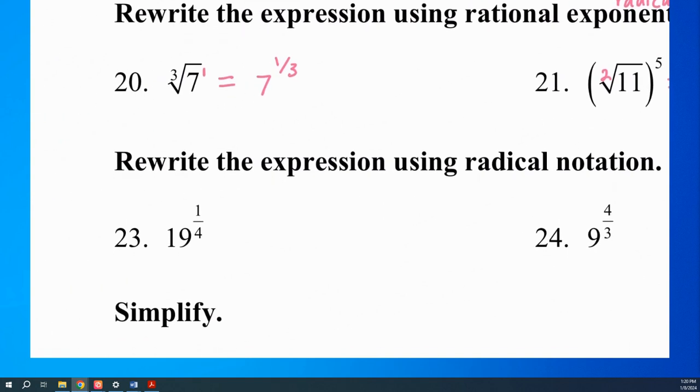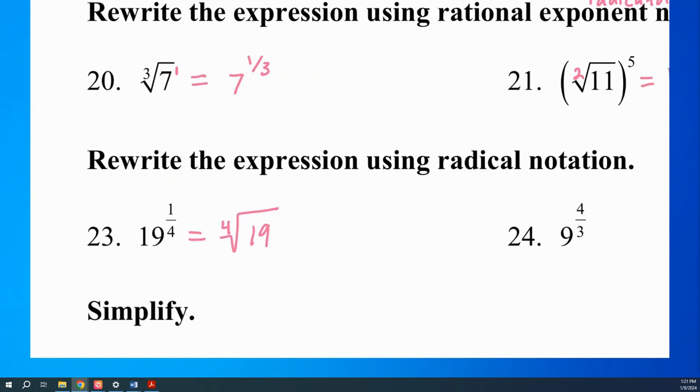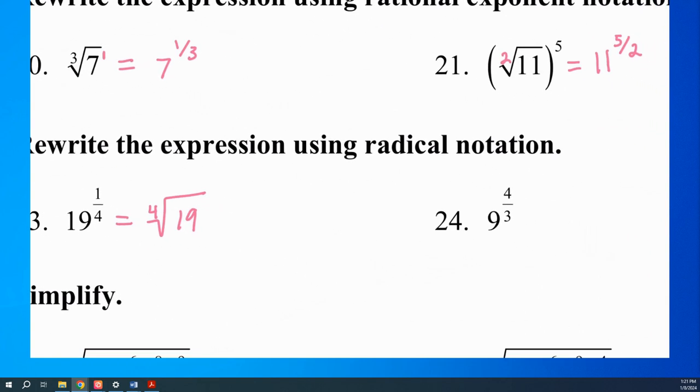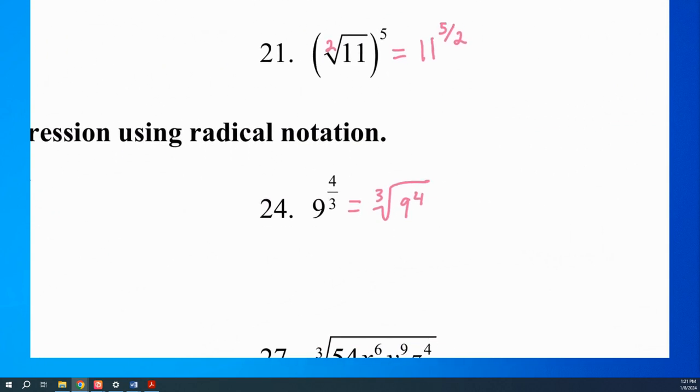We can also go the other direction. So how would I rewrite this? Fourth root of 19. And do I need to include an exponent? No, why? Because it's 1, it's the default, so I don't need to include it. What about the next one? What would this one be? Cube root of 9 to the 4th. And we can put that 4th underneath the radical. Another option, if you wanted to write it as the cube root of 9 to the 4th, either one of those is acceptable. They mean the same thing.